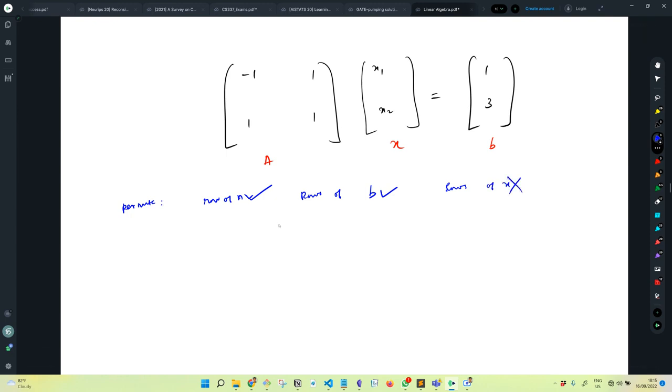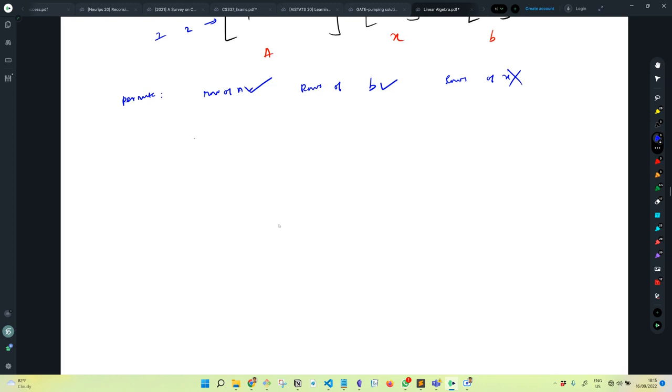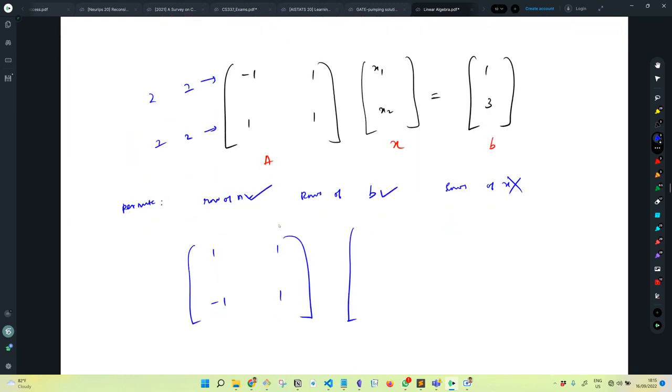Now let's see what will happen if you permute rows of X also. Let's assume the order is 1, 2, that is, you have first row and second row here. Now if you permute the rows so that you get the order 2, 1, matrix A will become [1, 1; -1, 1]. Let's say you permute X. Then X1 will become X2 and X2 will become X1, equals 1, 3. Now do you see what's the problem when I permute X? Can somebody tell me what's the issue here?